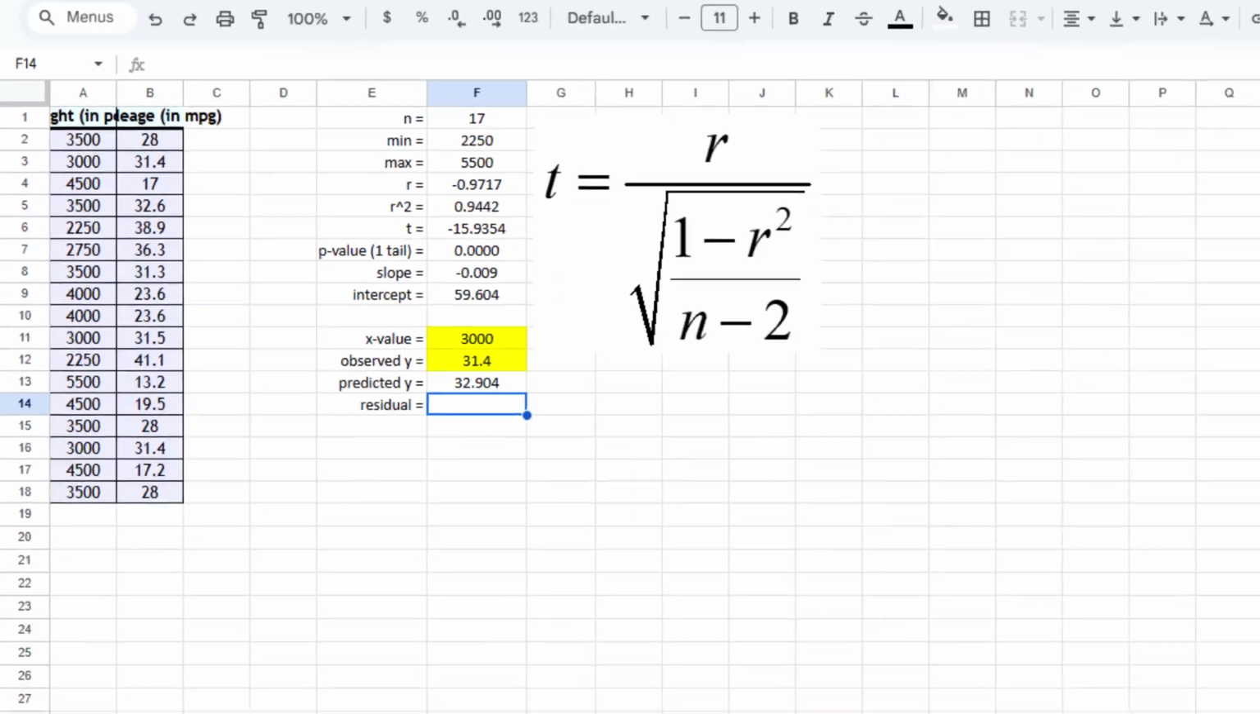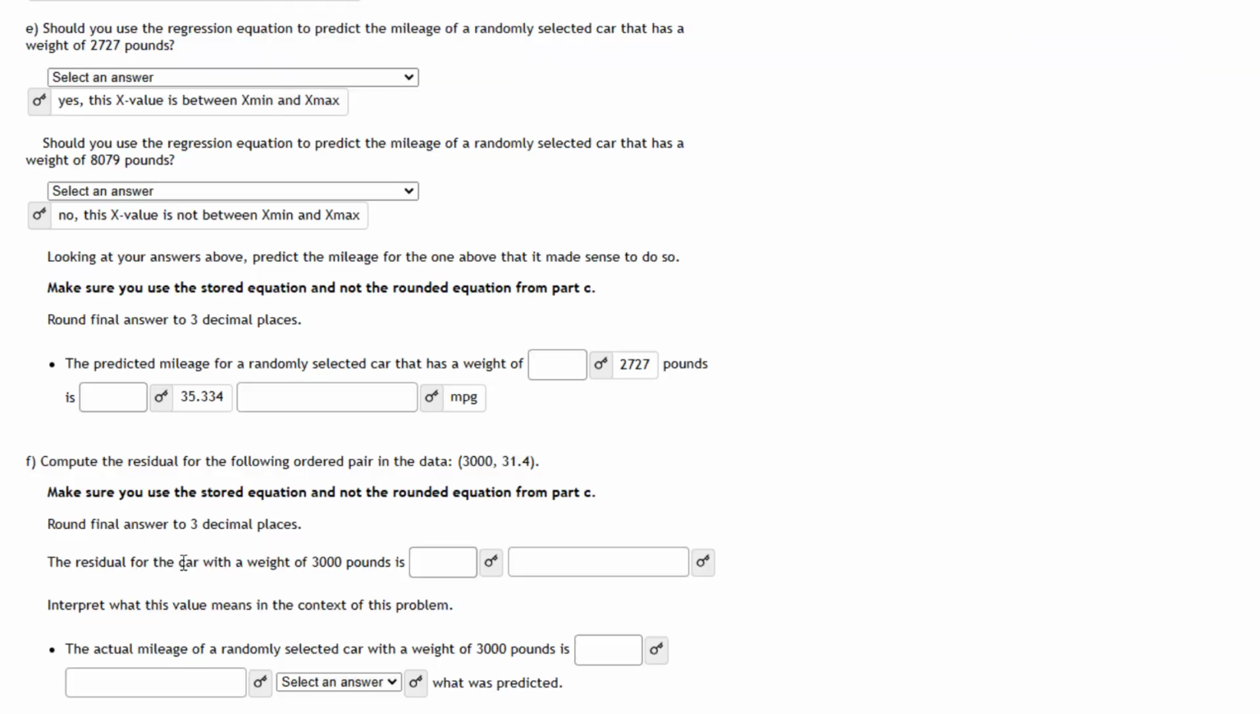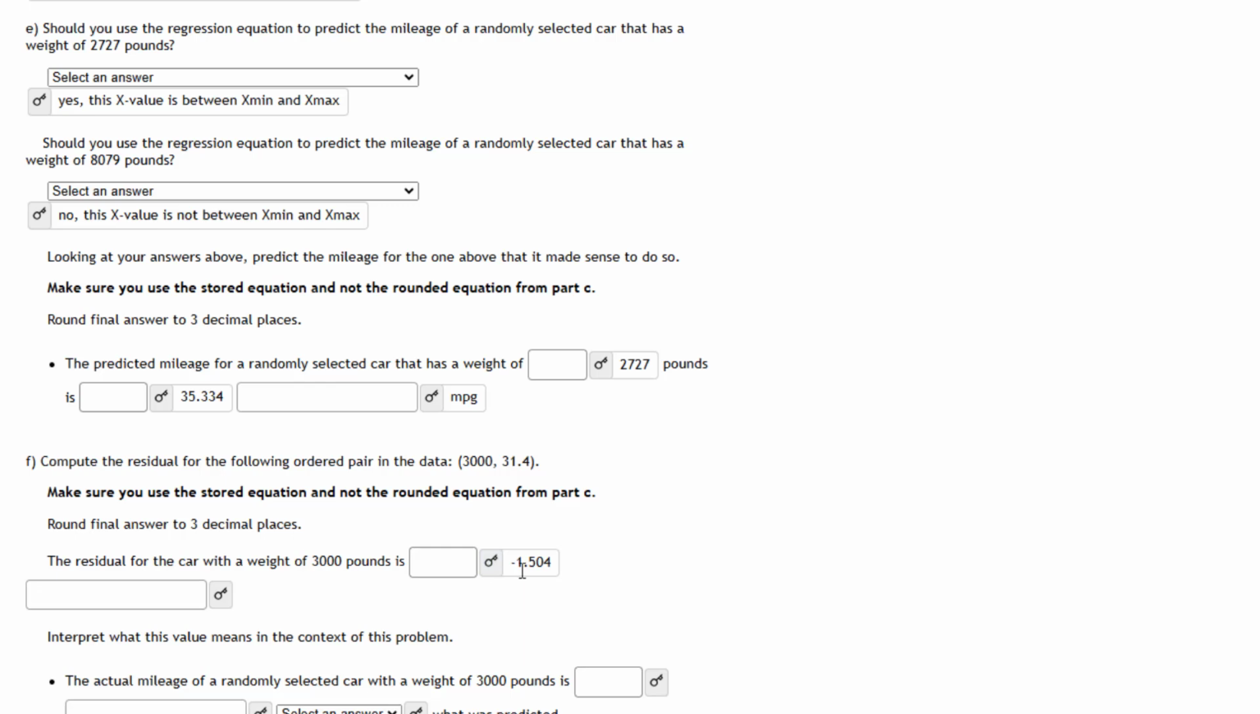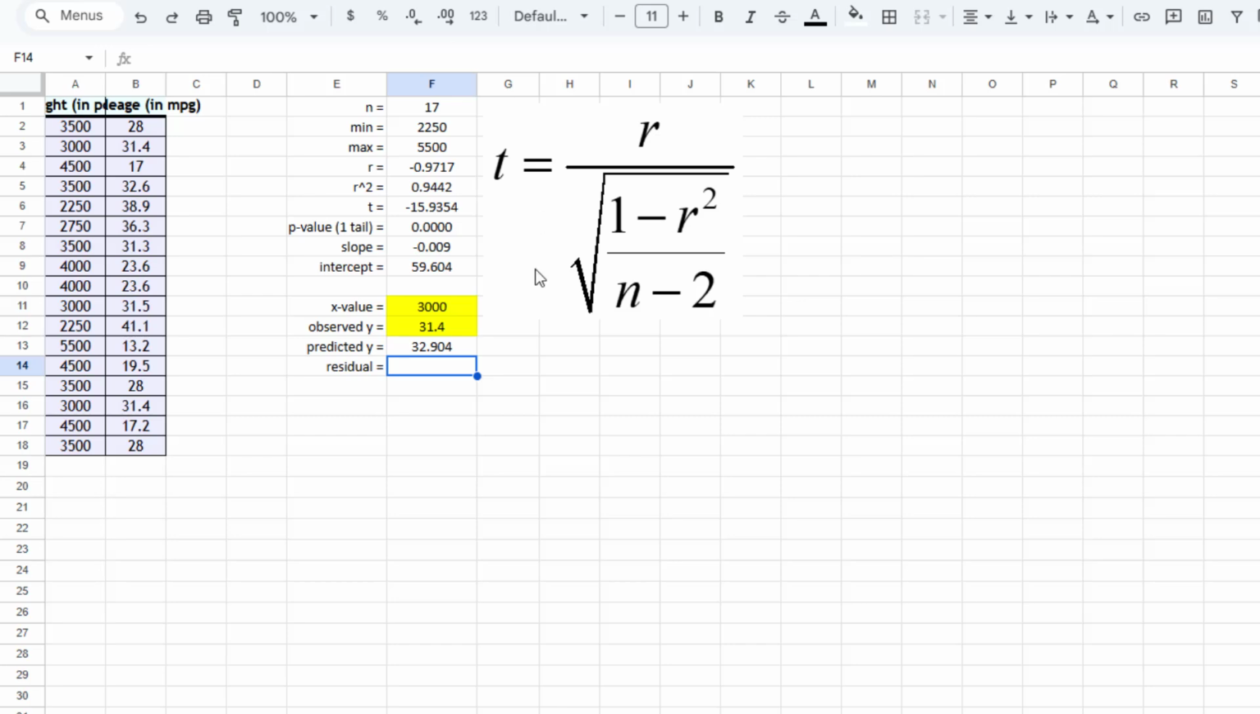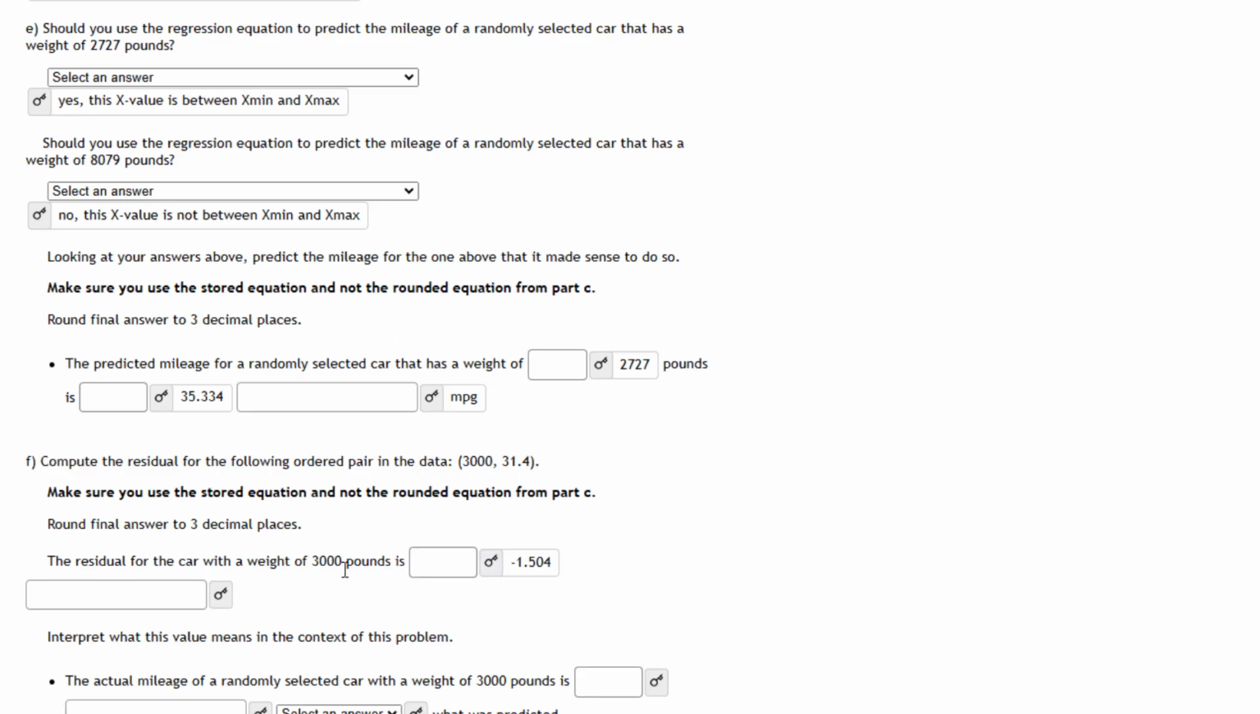Now we have to figure out the residual. Over here, it says the residual is, well, negative 1.5. Where does that come from? Well, remember, the residual is the difference. And the difference is always calculated as the observed, the actual one that we have in our data set, minus the predicted. So it's simple enough. It's just going to equal observed minus predicted. And there's where we get the negative 1.504. So the residual is negative 1.504 miles per gallon, because again, this is the unit of measure for the y variable.